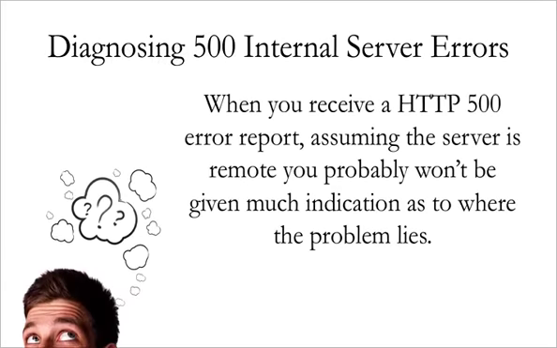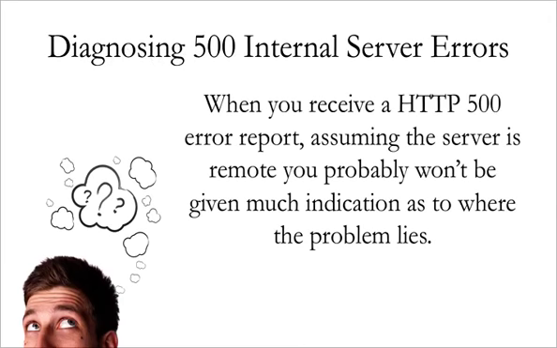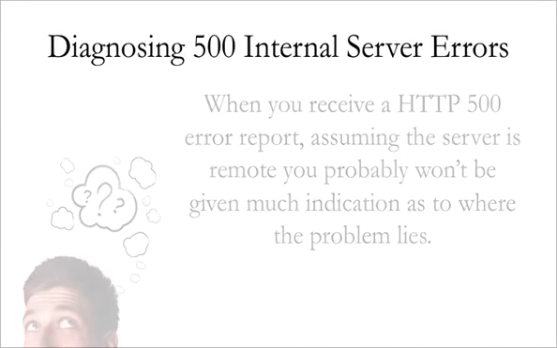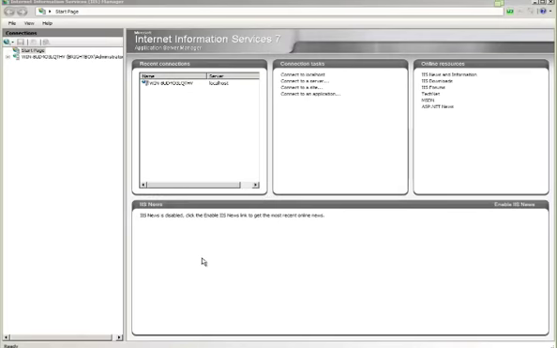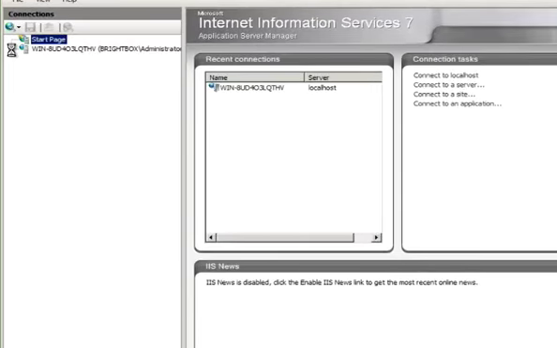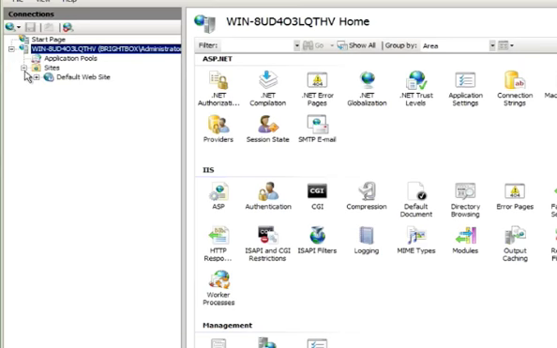When you receive an HTTP 500 error report, you probably won't be given much indication as to where the problem lies. The text that accompanies an HTTP 500 error is deliberately very vague by default. This is a security measure which avoids exposing technical information to end users. However, this can be changed to help you diagnose the problem. In IIS, it's possible to change error reports to provide more information on the error. This feature is best used with caution and is most suitable for development servers which are not exposed to a broad audience.